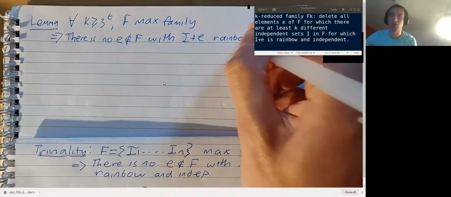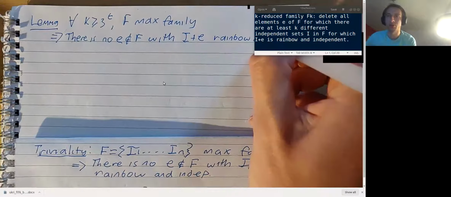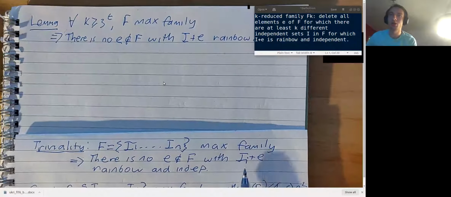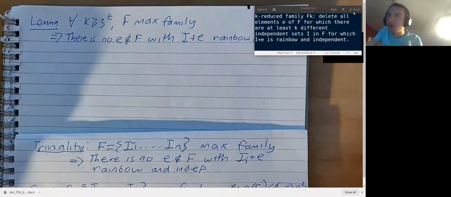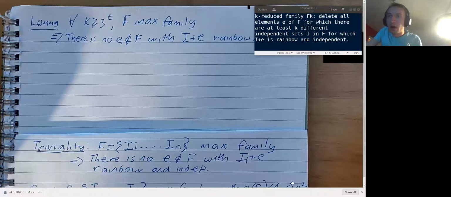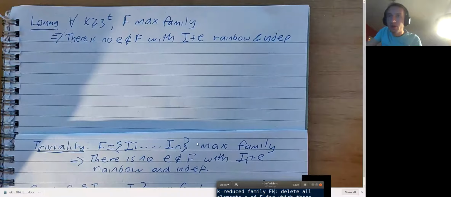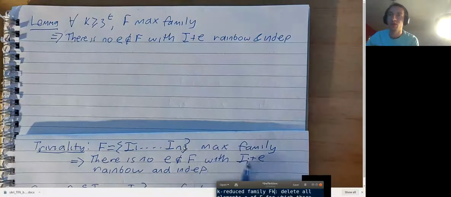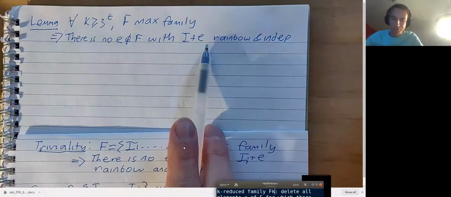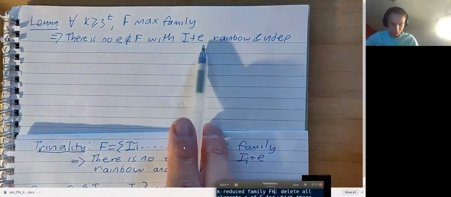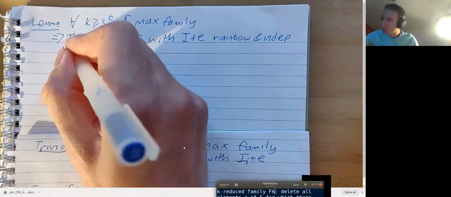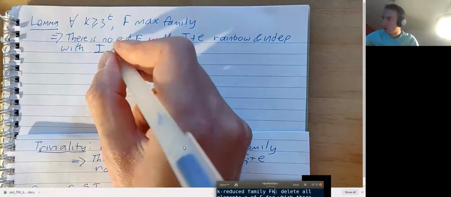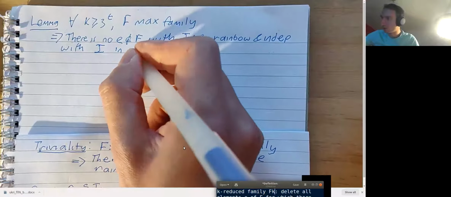And this is exactly the same as this. It said there's no elements from outside the family which you can add to an independent set to get something rainbow and independent. The difference is that here, this independent set to which we were adding was in the family, whereas in this lemma, the independent set is in the reduced family. So in any reduction of the family. So it's in F_k to the t.